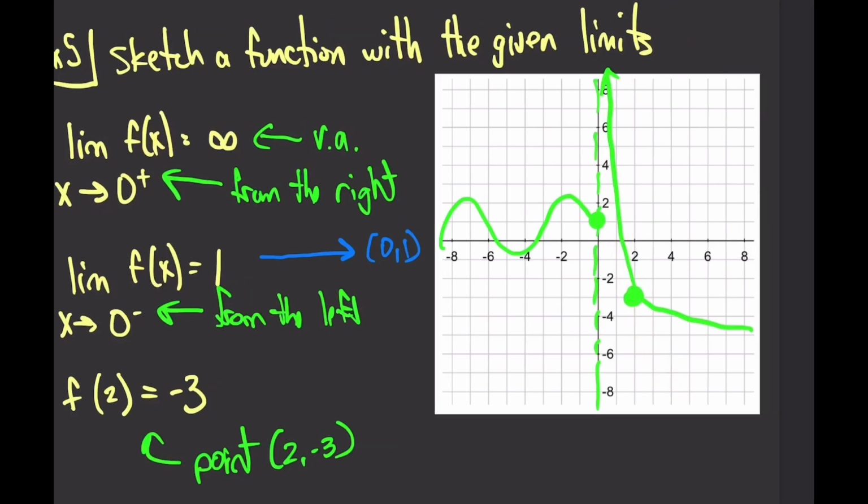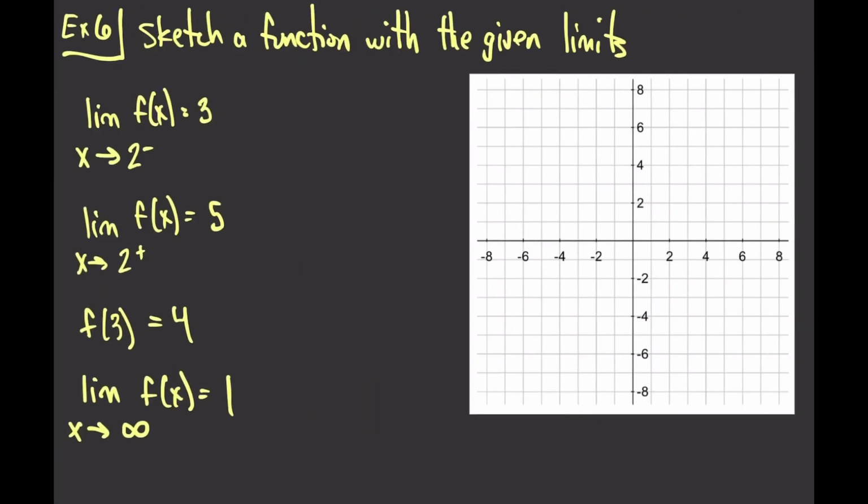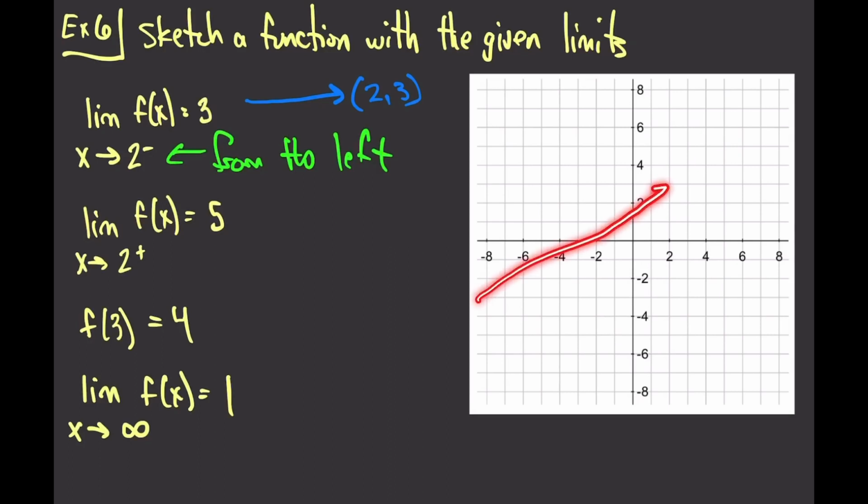All right, one more. So again, you might see something different here in the second. First couple look fairly normal. The limit of f of x as x approaches 2 from the left is 3. So again, from the left, I'm going to point to the coordinate 2, 3, something like that.